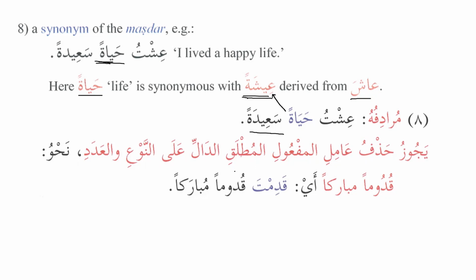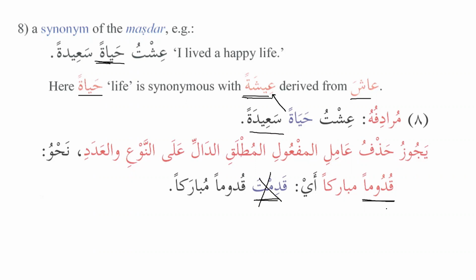يجوز حذف عامل المفعول المطلق الدال على النوع والعدد. And we have learned that it is permissible to drop the verb that comes in front of the masdar. For example, quduman mubarakan, meaning qadimta quduman mubarakan. There is no need to say qadimta quduman mubarakan. Simply quduman mubarakan, shukran, wa afwan, wa ahlan wa sahlan wa marhaban will do the job. There is no need to use the verb before that. It's similar to being the deputy of the masdar, where we have seen that it doesn't need the verb itself. The masdar is enough by itself.